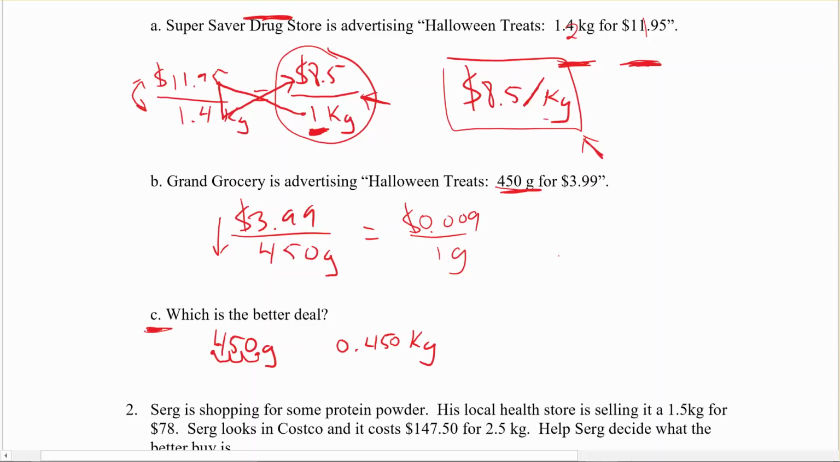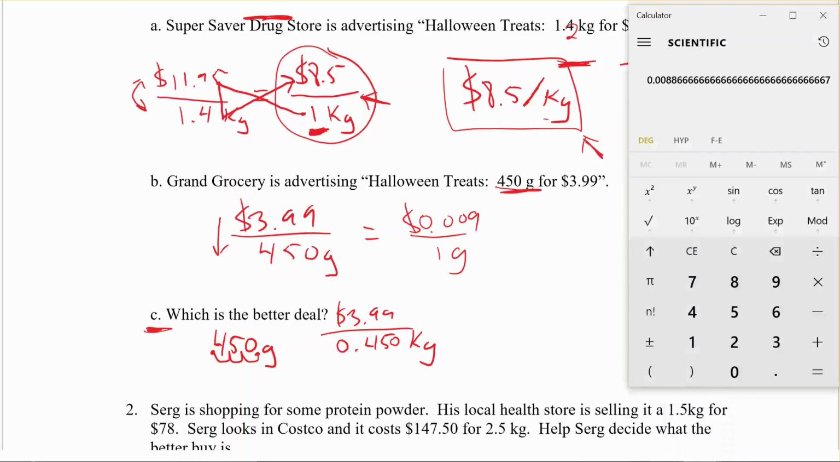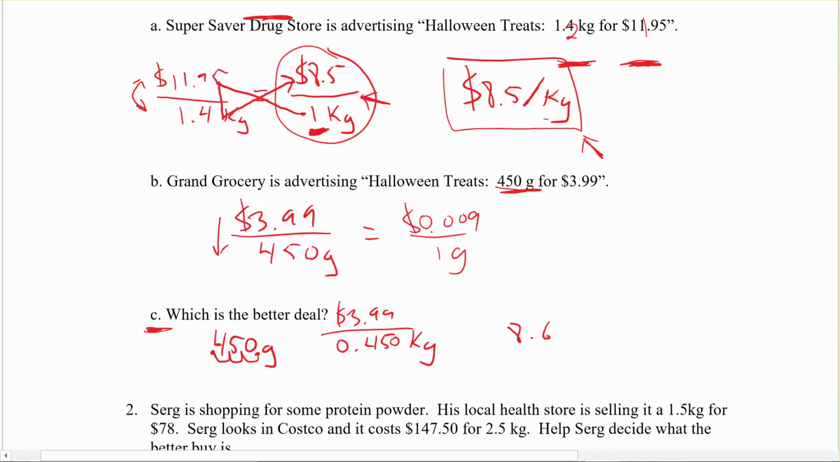So we have $3.99. Just put this straight in your calculator. We've got $3.99 divided by 0.45. And you can see that now I've got 8.67, right? $8.67 per kilogram.